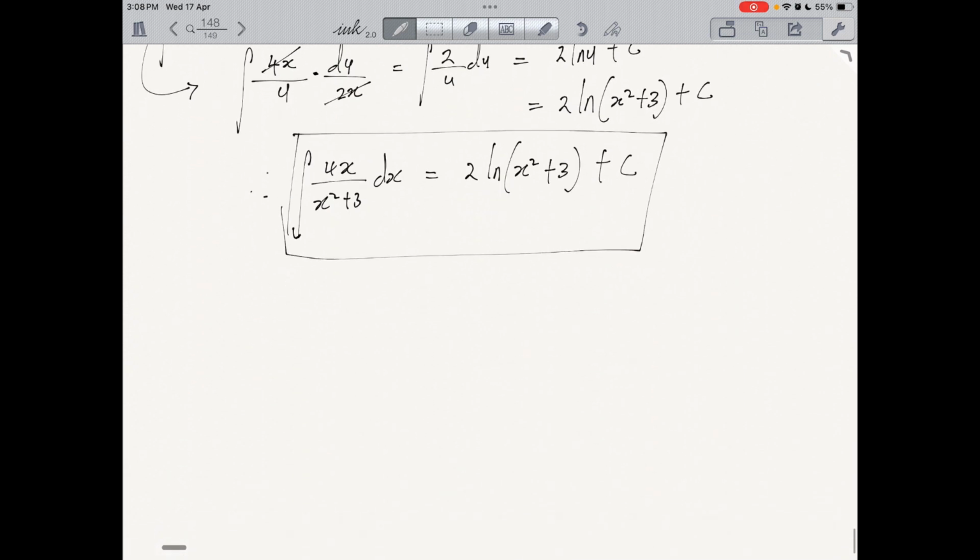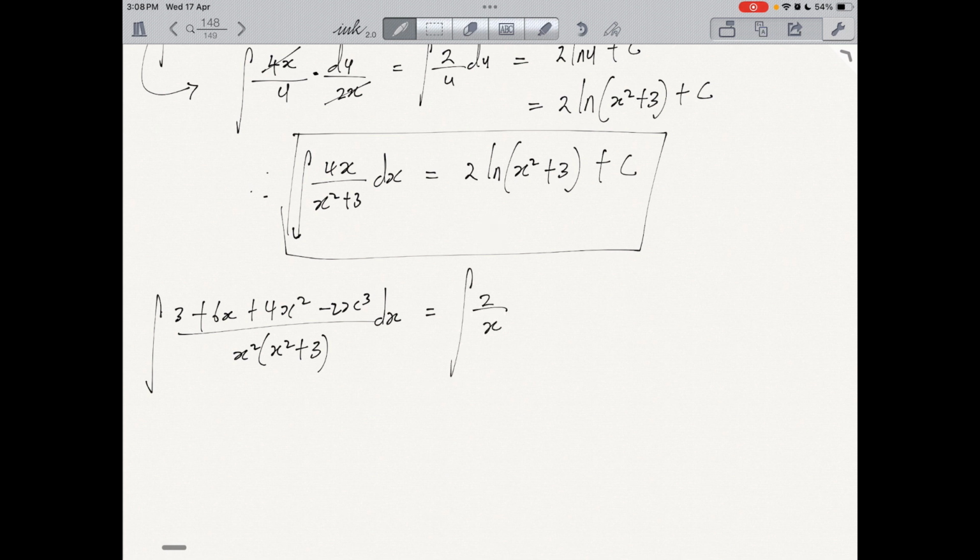So because we are dealing with the integral of 3 plus 6x plus 4x squared minus 2x cubed over x squared into (x squared plus 3) dx, which will give us the integral of 2 over x dx plus the integral of 1 over x squared dx plus the integral of 3 minus 4x divided by x squared plus 3 dx.